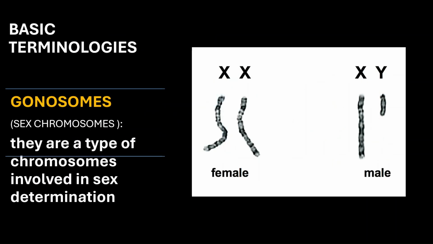Now, let's look at the word gonosomes. So, what are gonosomes? Gonosomes are also called sex chromosomes. They are a type of chromosomes involved in sex determination. The word sex here means gender. So females have two large gonosomes represented with the letter X. Hence, we can say they have two X chromosomes. Males have two gonosomes. One is large, one is small. The smaller one is represented with the letter Y, and the large one is represented with the letter X. So males have one X and one Y chromosome, whereas females have two X chromosomes.